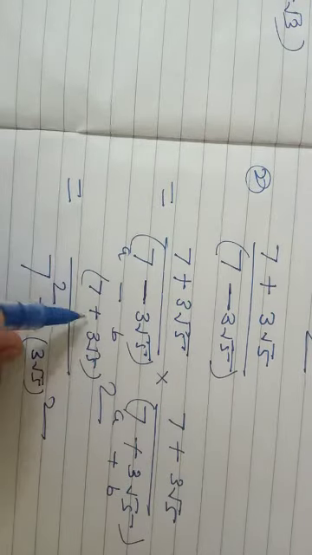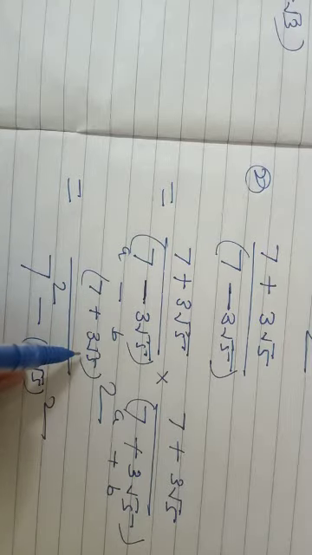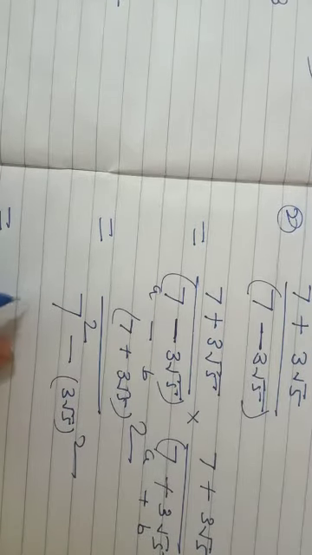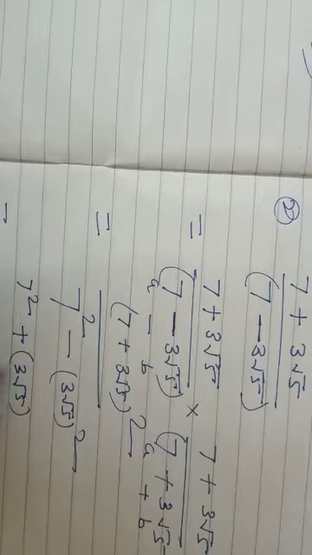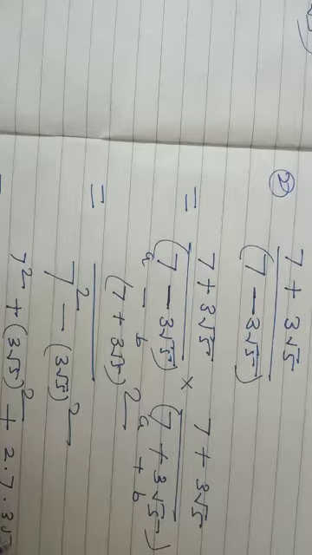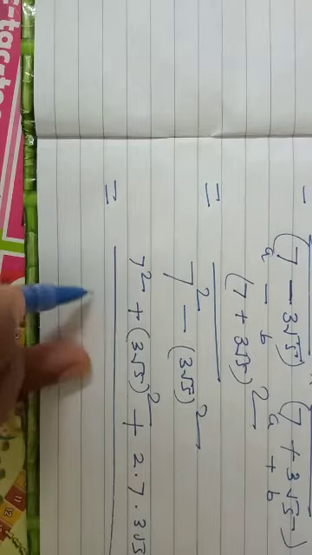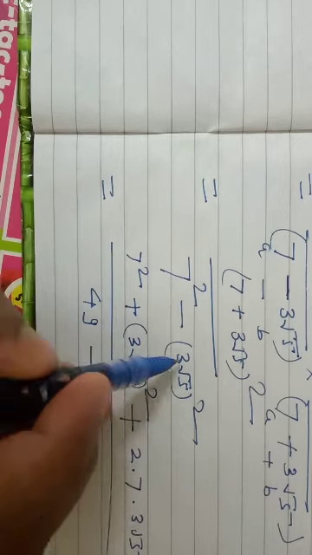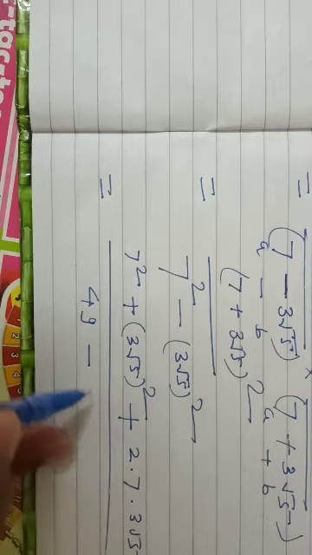Now come to the numerator, whole square of a plus b. What is the value of a? 7. And what is the value of b? 3 root 5. So we should write a square plus b square plus 2ab like that. So a square means 7 square, plus b square means 3 root 5 whole square, plus 2ab, 2 into 7 into 3 root 5. And now 7 square means 49, minus 3 root 5 square means 3 threes are 9, and root 5 square means 5, 9 fives are 45.